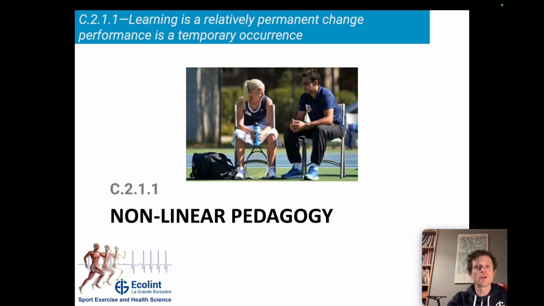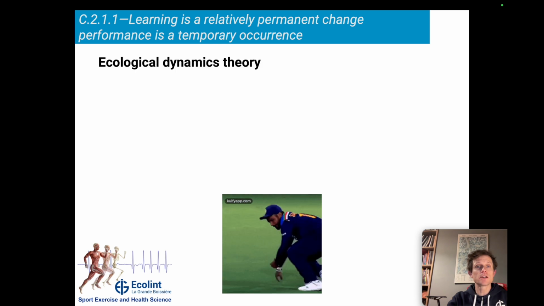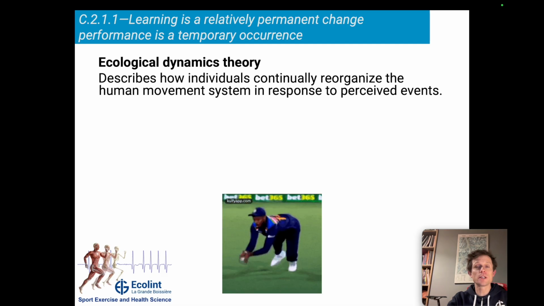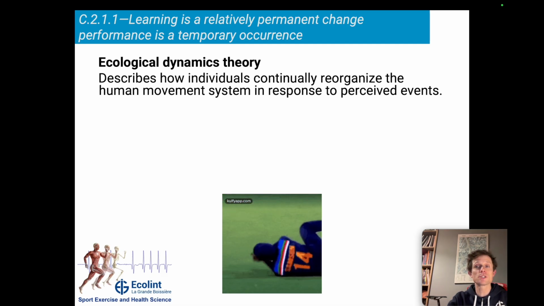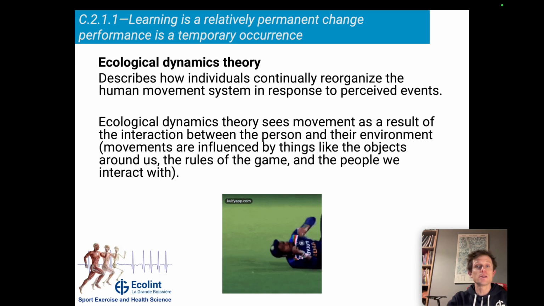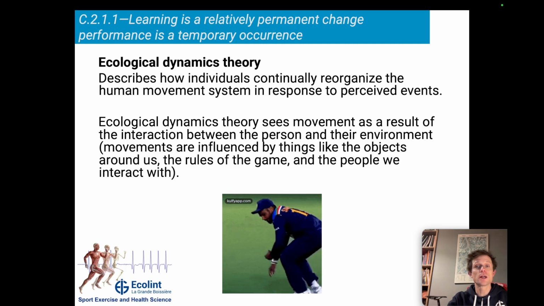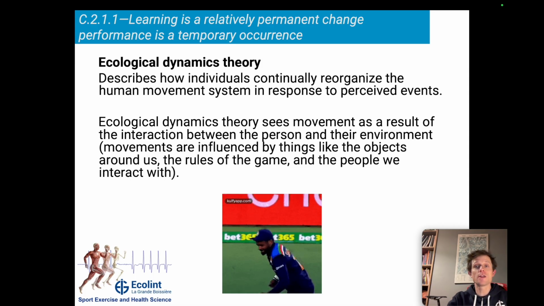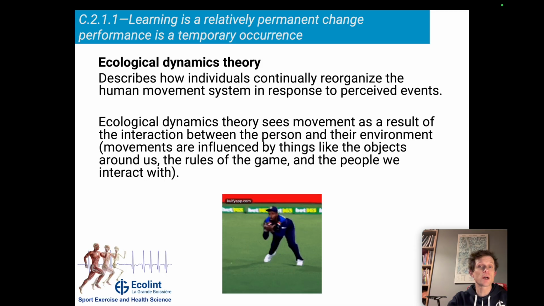Next, we're going to look at nonlinear pedagogy. The first thing we're going to look at is the ecological dynamics theory. This is the theory that describes how individuals continually reorganize the human movement system in response to perceived events. The idea here being that the movement that we see is a result of an interaction between the person and their environment. Movements themselves are then influenced by the objects around us, the rules of the game, the people and the players that we interact with.